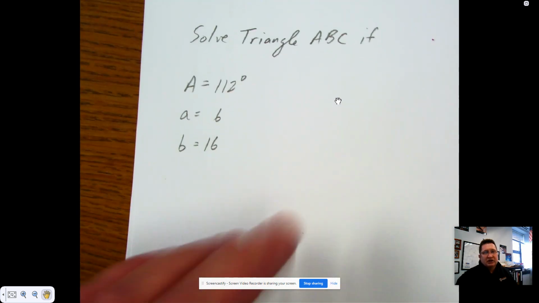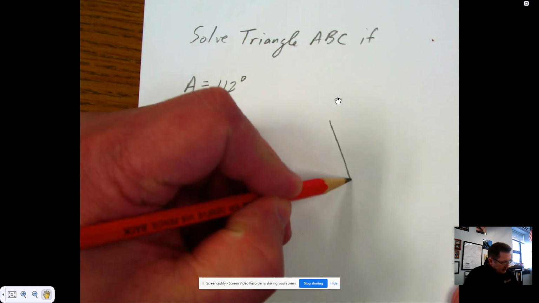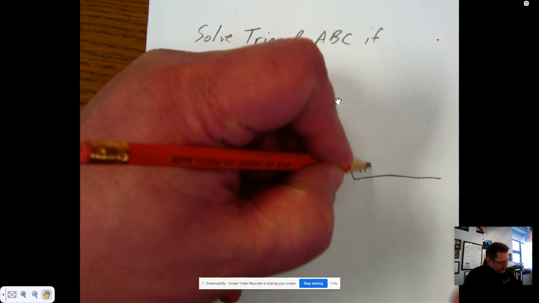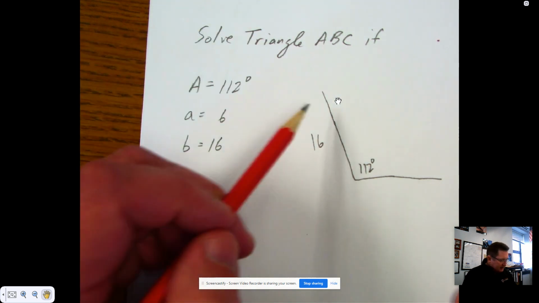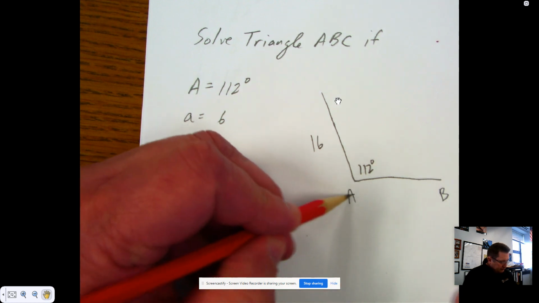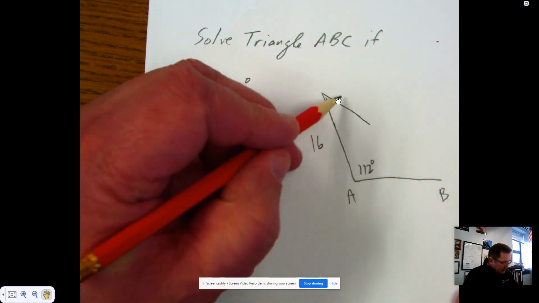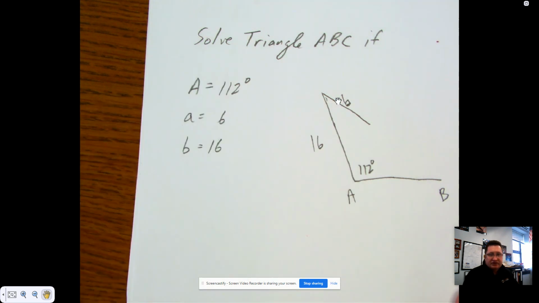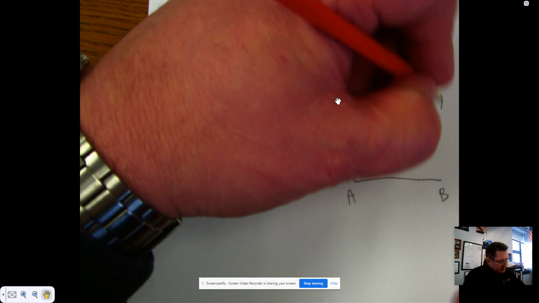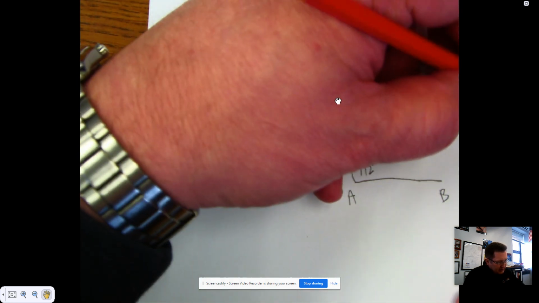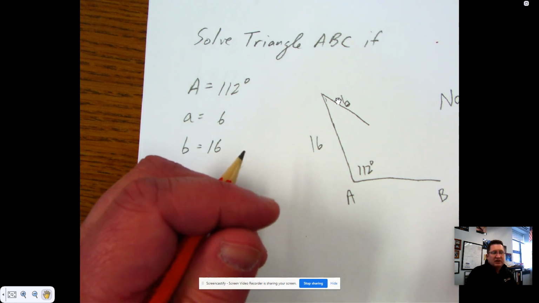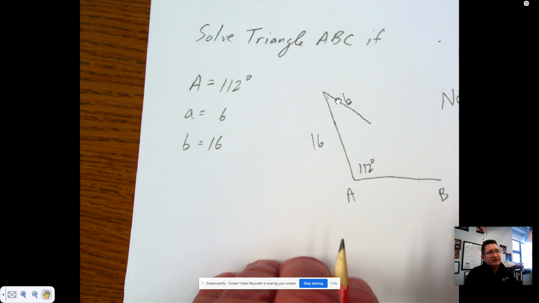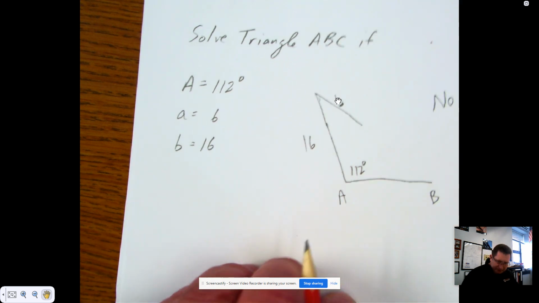When you go to do this problem, let me show you here. Let's say we have this one. Again, we draw in this 112, and we put B over here to be 16. Well, if that length is 16, then 6 is only about that long, right? And so there's just no way to make this triangle. There's no solution to this triangle. There's not a triangle out there such that there's an obtuse angle of 112 and the side opposite the obtuse angle is smaller than the other one.